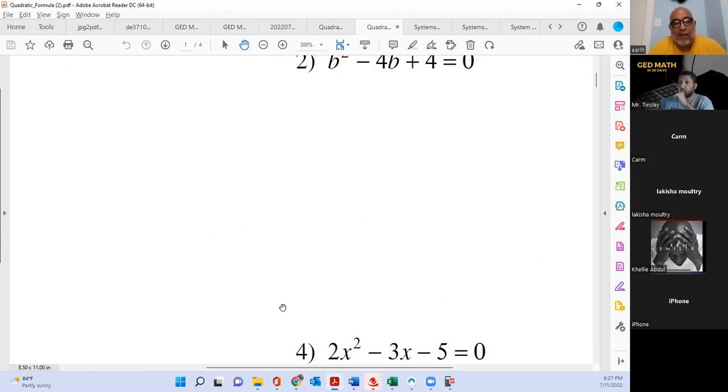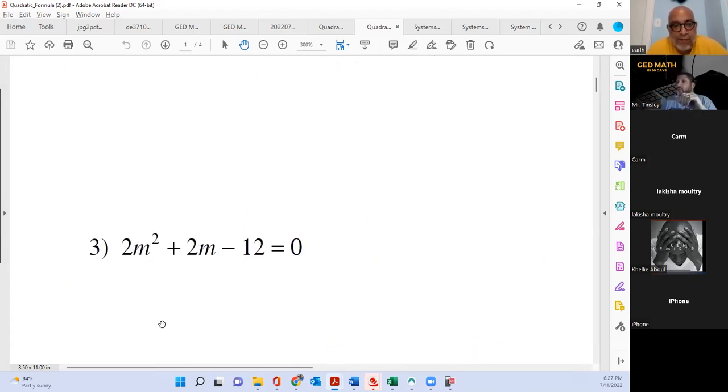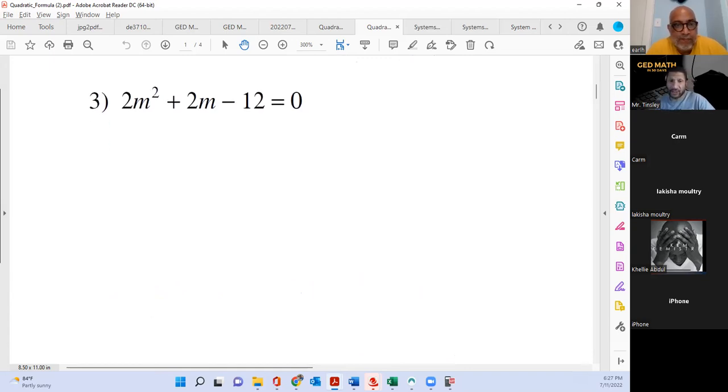So, for example, let's make sure we got it right. Is this a quadratic equation? Yes. Why? Because of the square, the second degree. Because it's raised to the second power. So, what's A? A is 2. Everybody understand that? Because ax squared plus bx plus c equals 0.